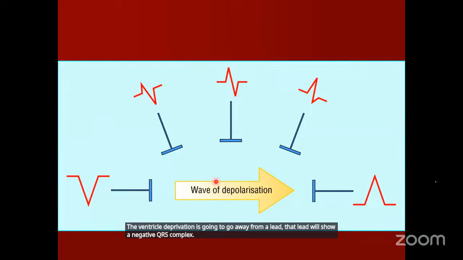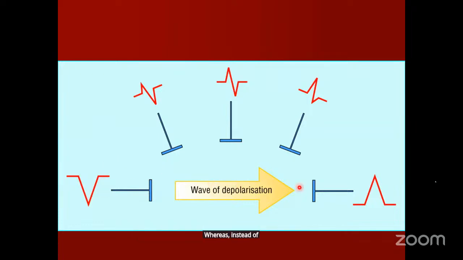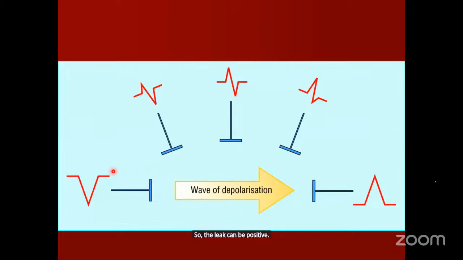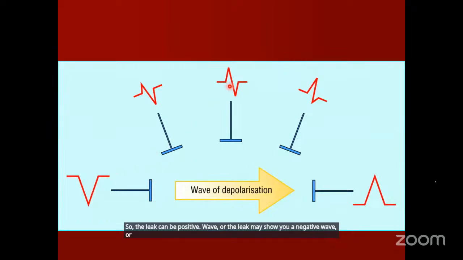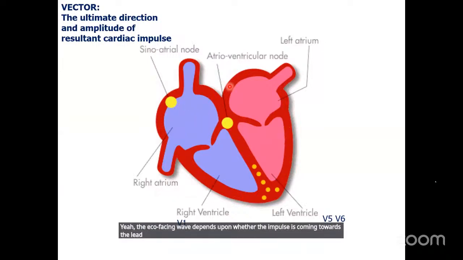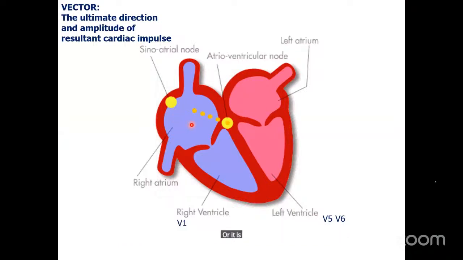Whereas, instead of towards or away, if the impulse is going exactly perpendicular to a particular lead, that lead will show equal positive and negative QRS complex, which is shown as the equiphasic complex. So the lead can show a positive wave, a negative wave, or an equiphasic wave, depending upon whether the impulse is coming towards the lead, going away from the lead, or going perpendicular.